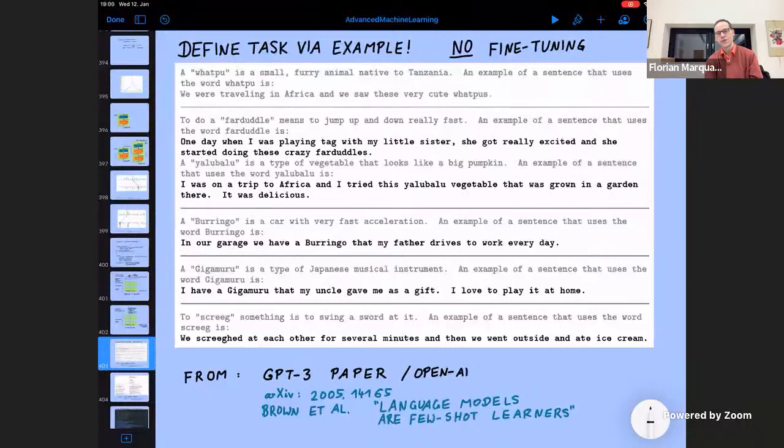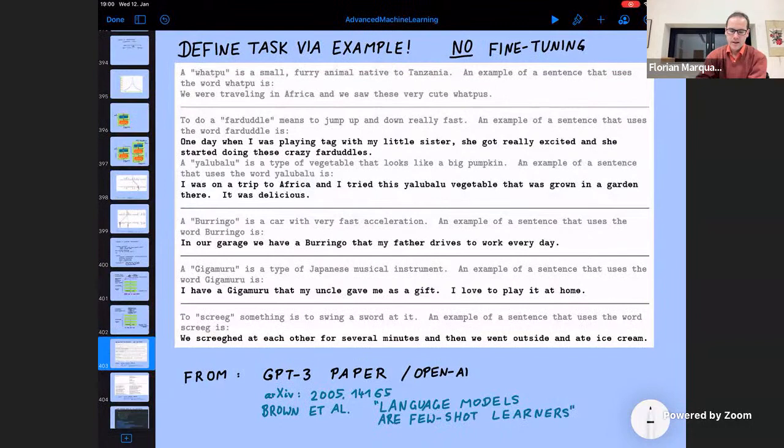A few-shot learner means you don't have a large training data set on which you train by gradient descent, but you only have, say, a description of the task, maybe a few examples, and then afterwards it can immediately have a good performance. And so this is one example. What they provided is everything in gray is input to the model and everything in black is output of the model.